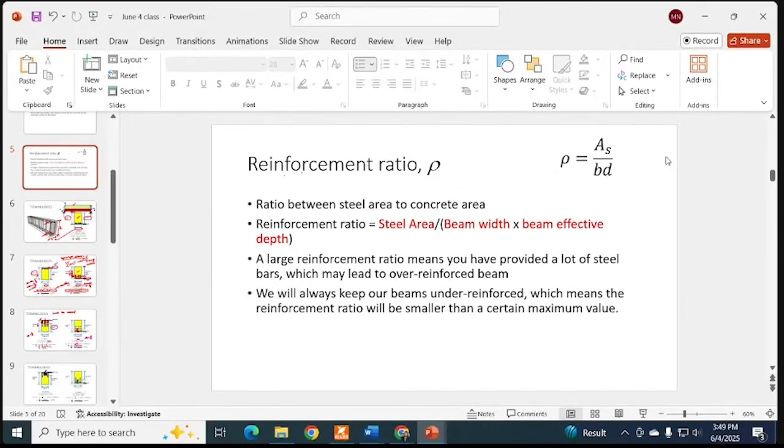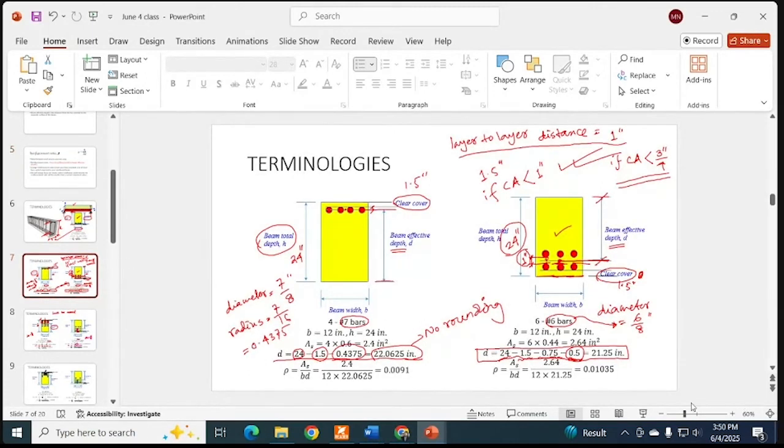We cannot increase the steel area indiscriminately. That will give us a large reinforcement ratio, and that will make our beam over-reinforced, which is bad. So we'll always keep our beam under-reinforced, which means we will keep the reinforcement ratio under a certain maximum value. Now, before we move further, let's see how the reinforcement ratios are calculated.